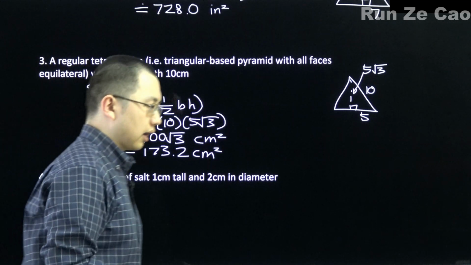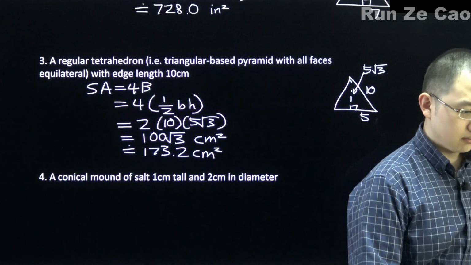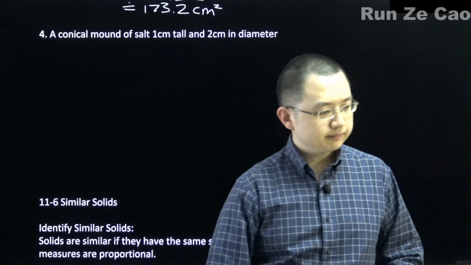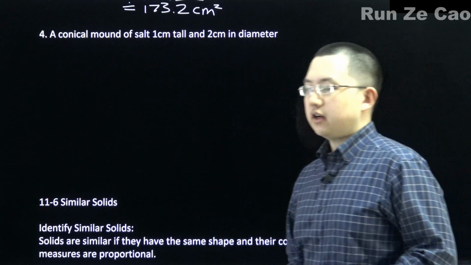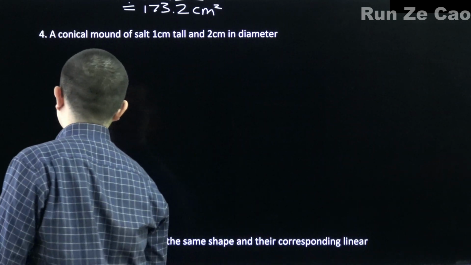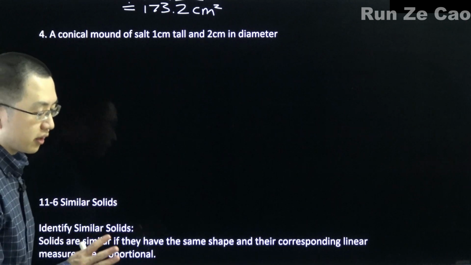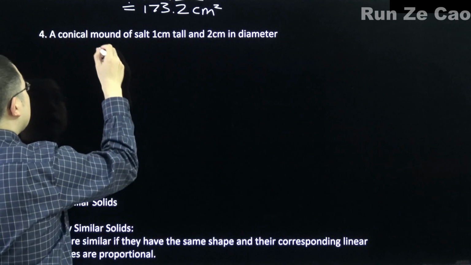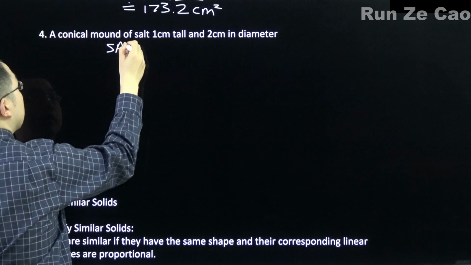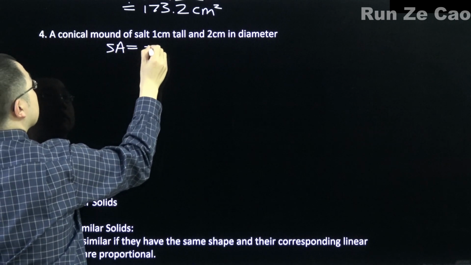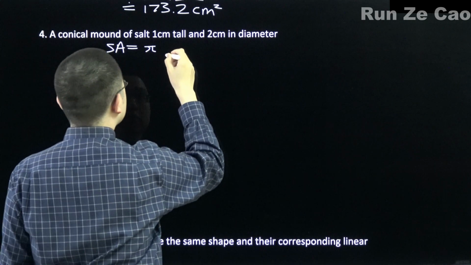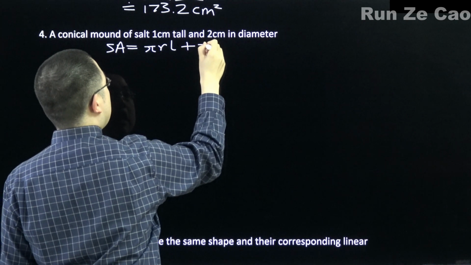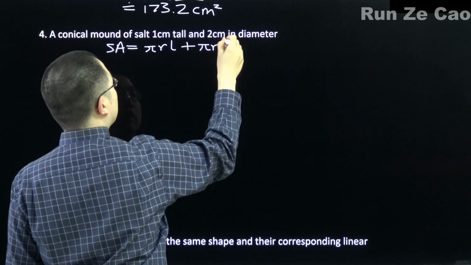Alright, let's say we decide to dispense some salt. The surface area of this cone includes a bottom, by the way. I mean, we're going to assume it includes a bottom. So, this is a conical amount of salt. So it's pi r L plus pi r squared.